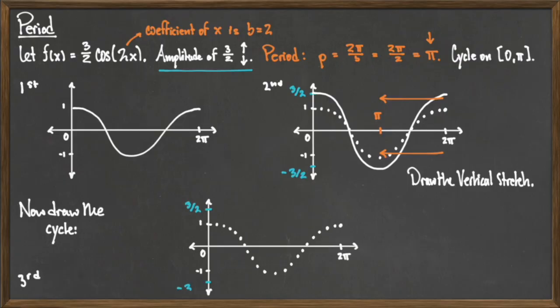So let's go ahead and sketch things out and label this up. I'll still draw my standard cosine cycle with a dotted line, and I'll superimpose my y-axis with my positive 3/2 and my negative 3/2.